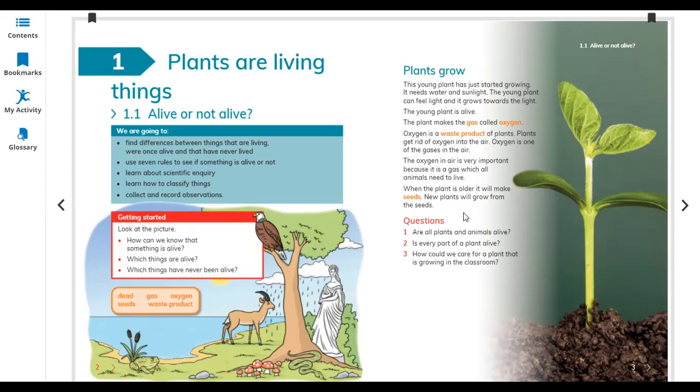Question and answer: are all plants and animals alive? Obviously, all the plants and animals are alive. Some plants were once alive, but now are not, and some have never lived. Some plant parts, like flowers and wood, when we cut them and use them for furniture or for different purposes, we can say they were once alive.